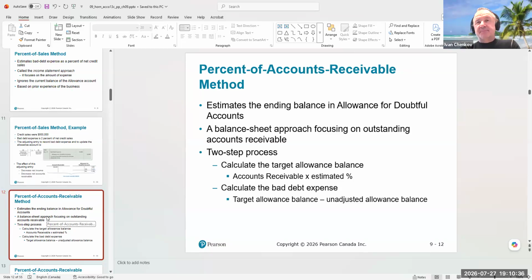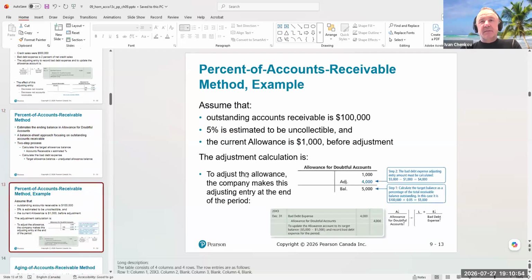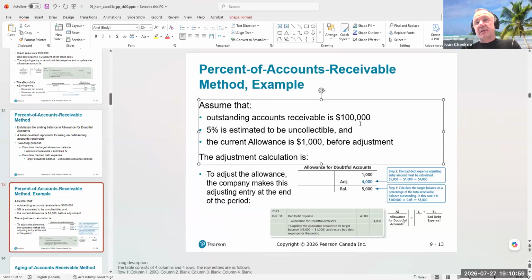So there are two steps here. First, we calculate the target allowance for doubtful accounts balance by simply multiplying accounts receivable times the percentage that we estimated. And second is to calculate the actual bad debt expense. Let's see the example here. The example will be this company. Assume that the outstanding accounts receivable is $100,000, 5% estimated to be uncollected. The current allowance for doubtful accounts is $1,000 before any adjustments.